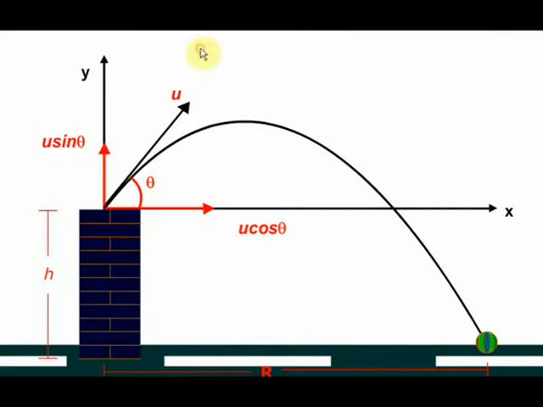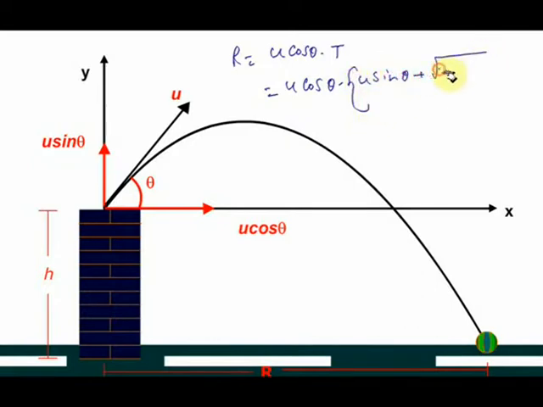So the range R would be velocity component in x direction, which is u cos theta, into time of flight. So u cos theta into (u sin theta plus square root of u square sin square theta plus 2gh) by g. So this is the value of the range of projectile.